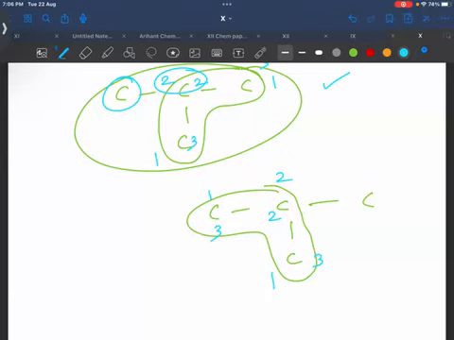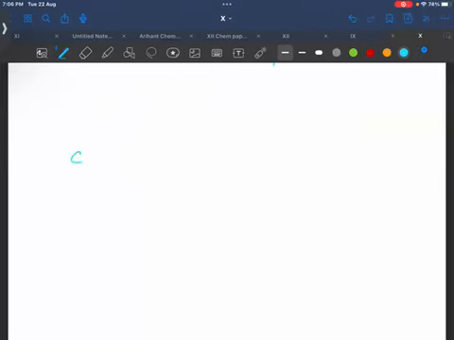Next, everyone do this. Write down the name of this compound. Come on. You can take any one as the parent chain, but it should be continuous, or rather it should have the maximum number of carbon atoms. That is the requirement.